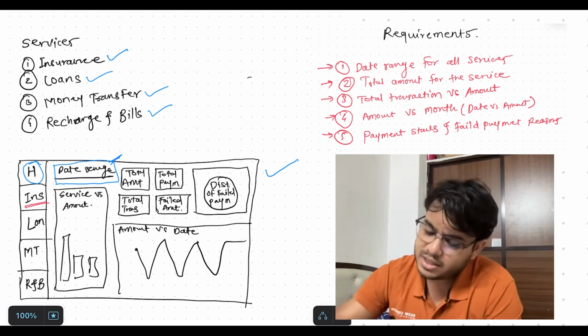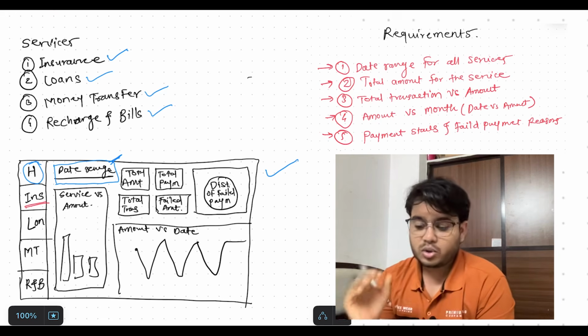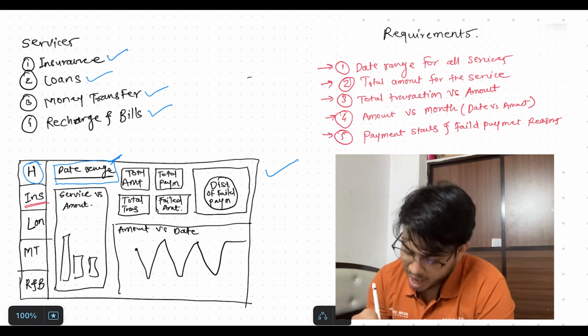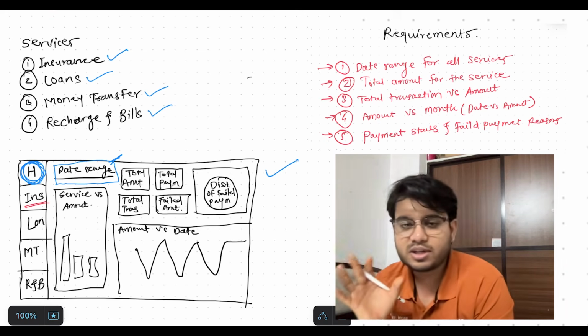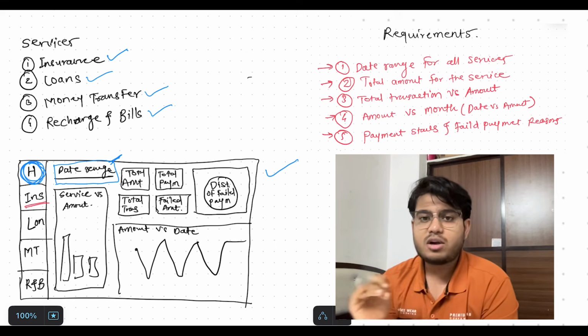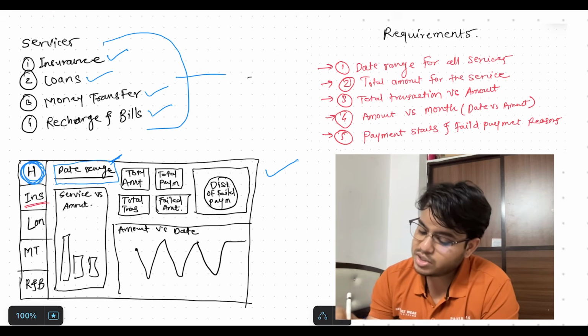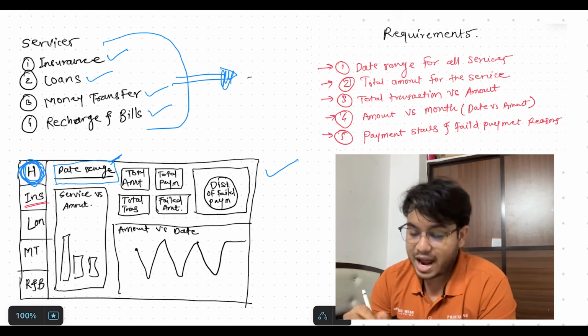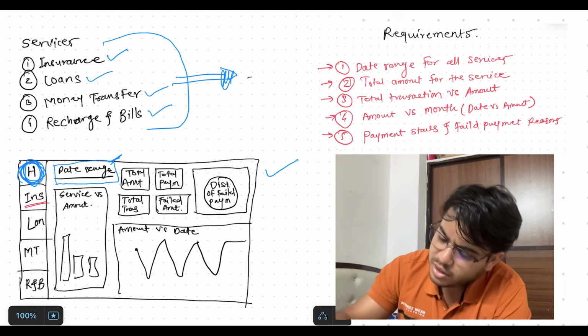Number two is the total amount for the service. Now I am talking about the home page, that means a main page where all collective things we are going to show. It will not be dedicated to insurance, loans, money transfer, or recharge and bills. It will be a total summation or a summary of all, and we are going to show that at home. So that's why here it is showing the total amount for the services.